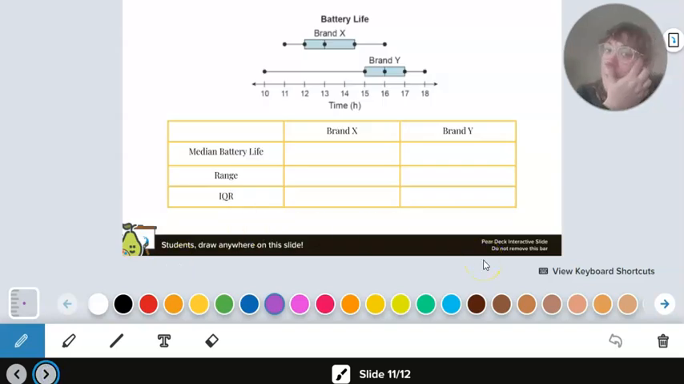These are looking at two different brands' battery lives. So we're seeing brand X and brand Y. They're given to us both as a box plot. The median for brand X is right here, that line in the middle of the box, which is at 13. And for brand Y, our median is 16.